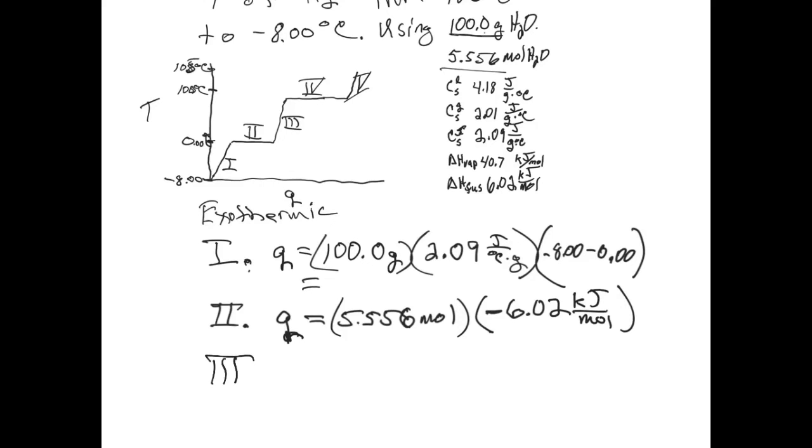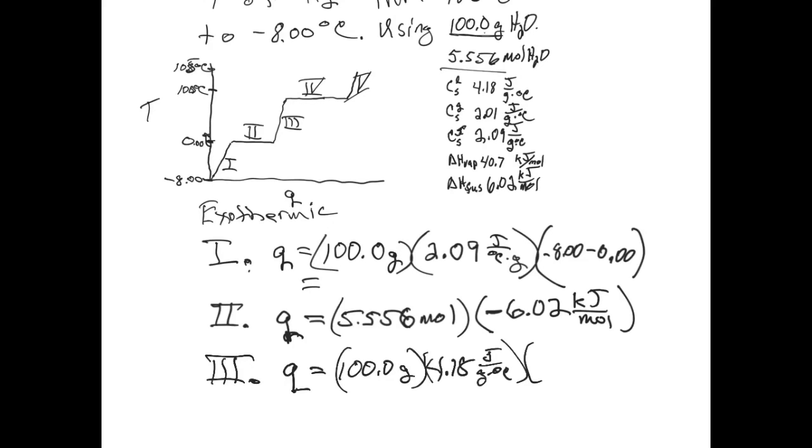So if I do number 3, segment 3, we are doing a temperature change again. And this time we're dealing with water's temperature change. So I know I have 100 grams of water. And I know I have 4.18 joules per gram per degree Celsius.